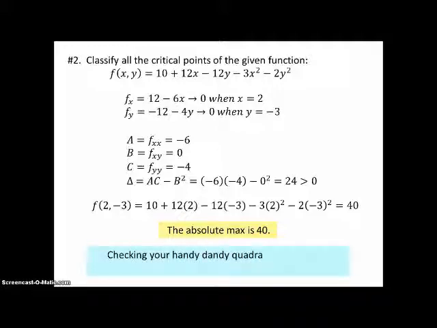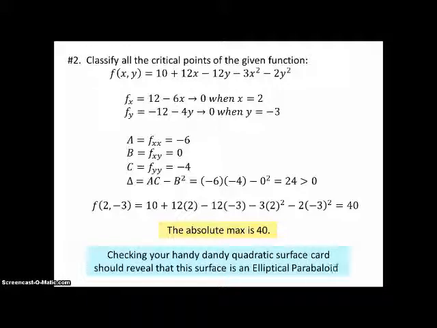Now, checking your handy-dandy quadratic surface card should reveal to you that this surface is in fact an elliptical paraboloid. And it does have a max because it's upside down.